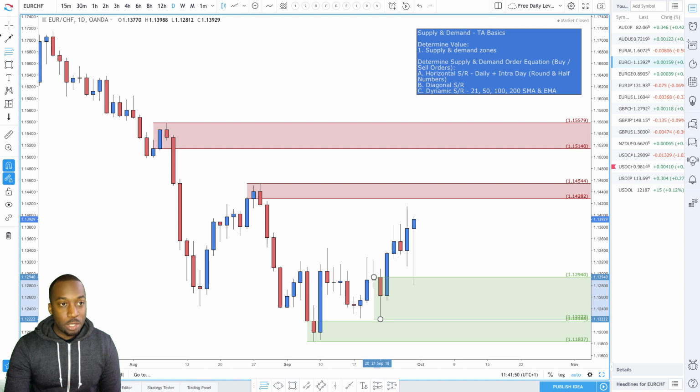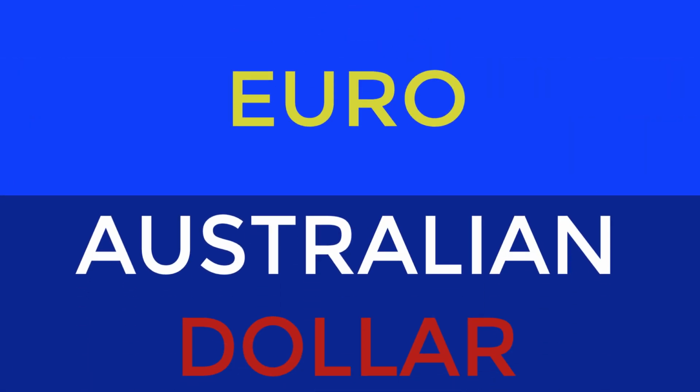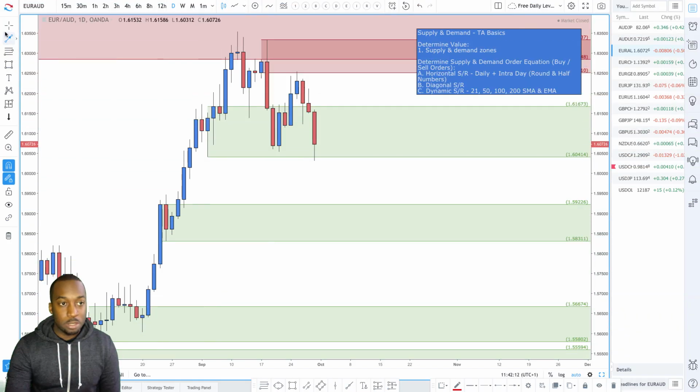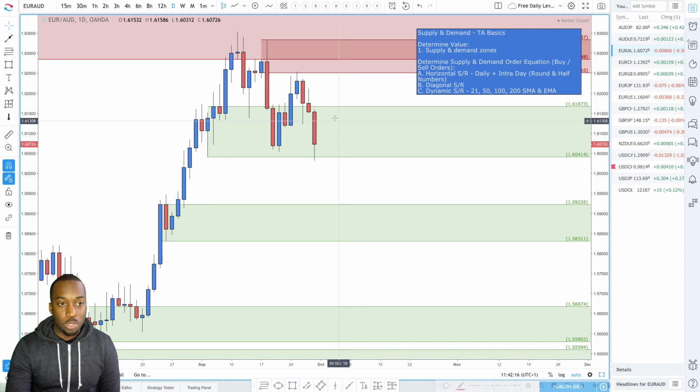If you're looking to get long again, you're probably waiting for prices to really come deeper into this zone before looking to get long, or maybe around this round number if prices do react around that 1.13 level. If you're looking to get short, then prices would have to come up into this demand zone before looking to get short.